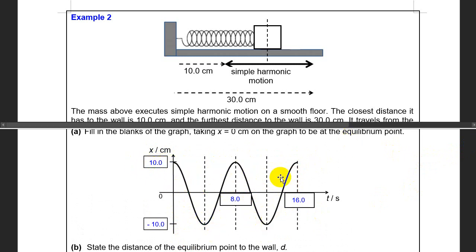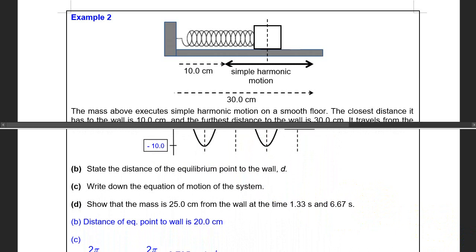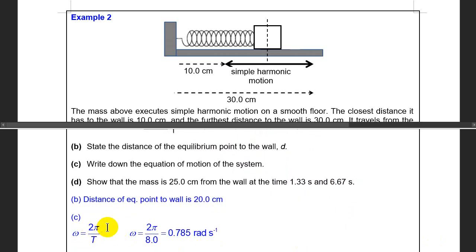But it's not cosine t. We know from simple harmonic motion it is cosine omega t. You have to find out the value of omega. The formula for omega is 2 pi over T. So before you write down the equation, it is 10 cosine something t. The something is your omega. Omega is actually 2 pi over period. So we work out the 2 pi over period. That will give you 0.785 radian per second.